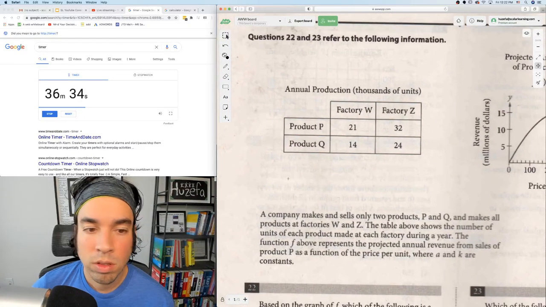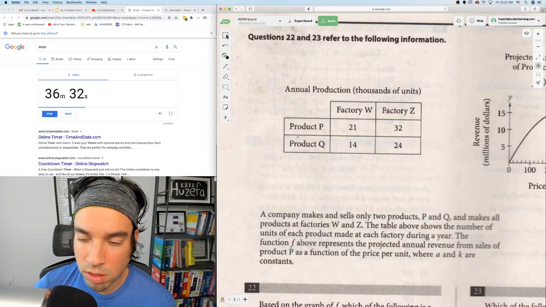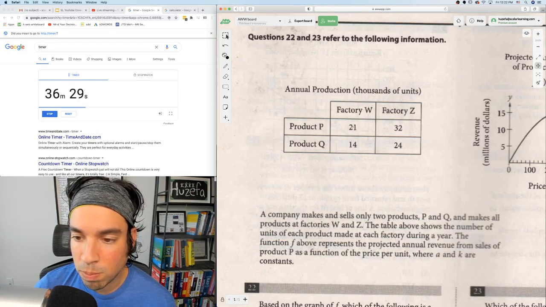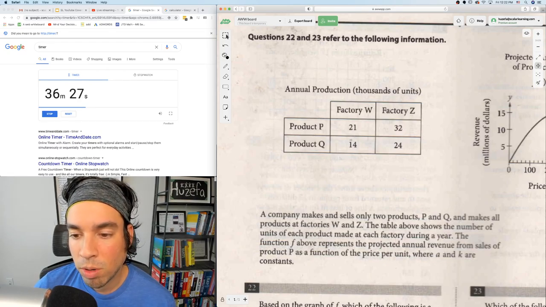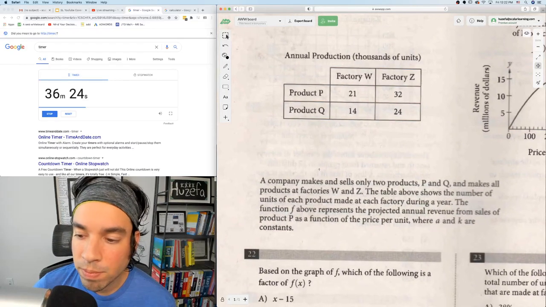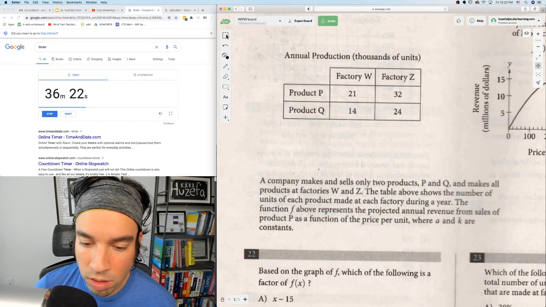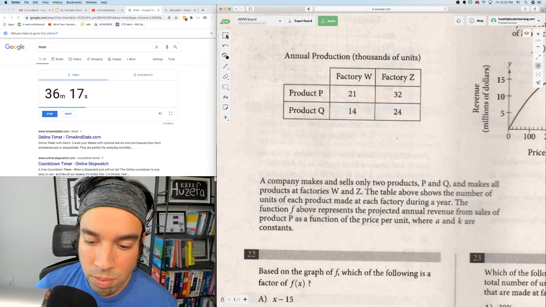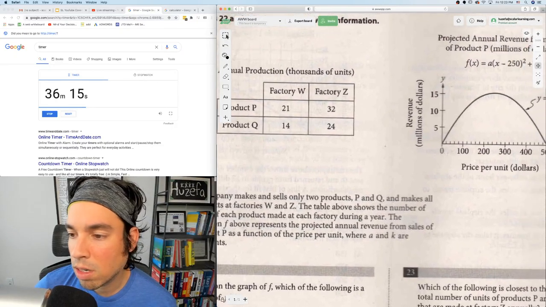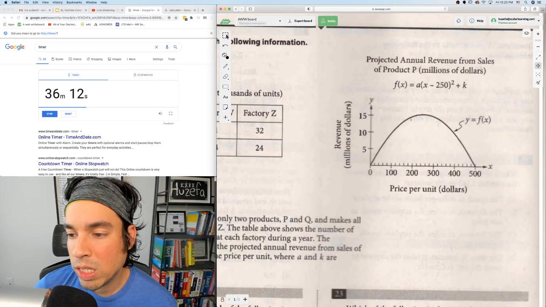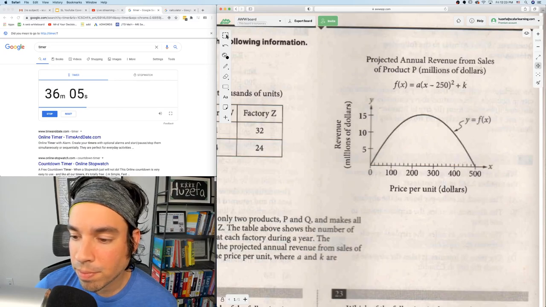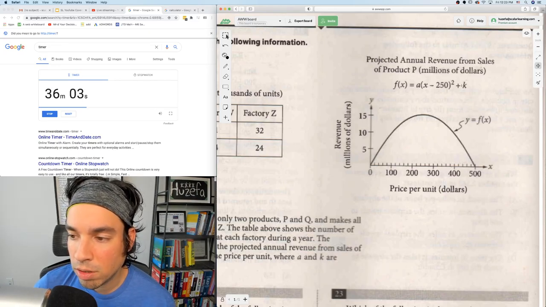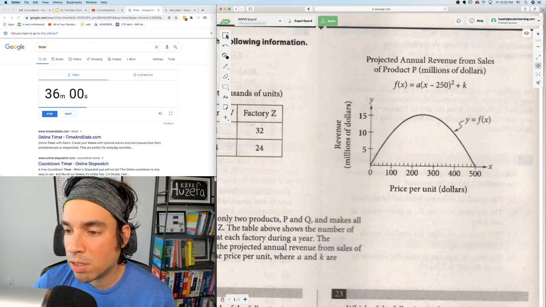22. Annual production in thousands of units, factory W, factory Z. So product P, W makes more, or Z makes more. Product Q, Z also makes more. Each factory during a year. The function above, F, represents the projected annual revenue from sales of a product as a function of price per unit, where A and K are constants. So you see there's a sweet spot here where revenue is maximized right around here, and then it drops. And X is the price per unit. K is whatever, probably that max value.